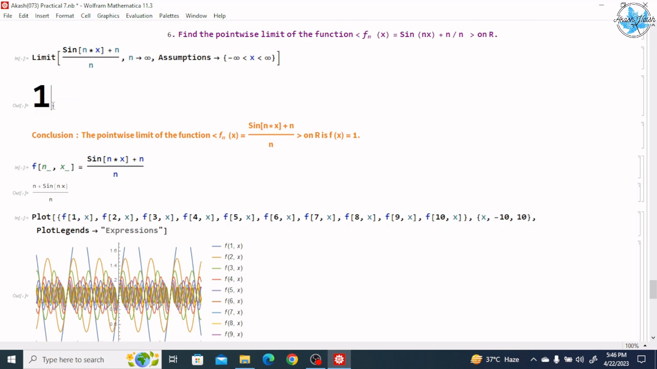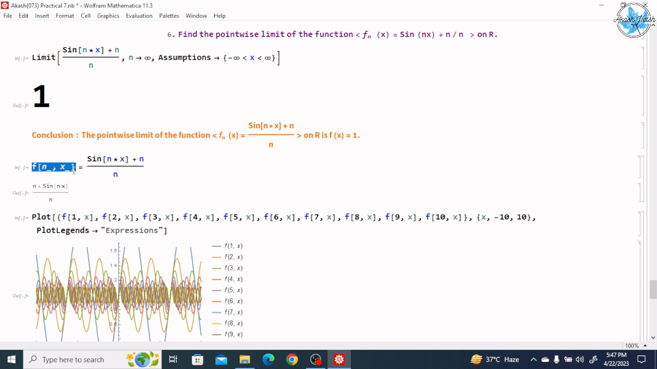So the limit of the function will come out to be 1, and in the fifth question, you can see the limit of the function is 0. So in conclusion, you can see the pointwise limit of the function is 1. Now define the question and see the graph.